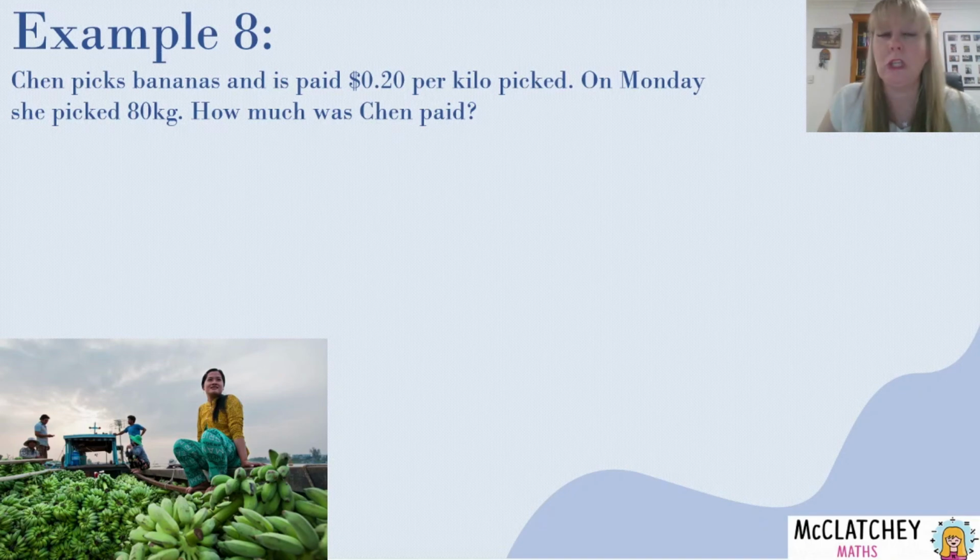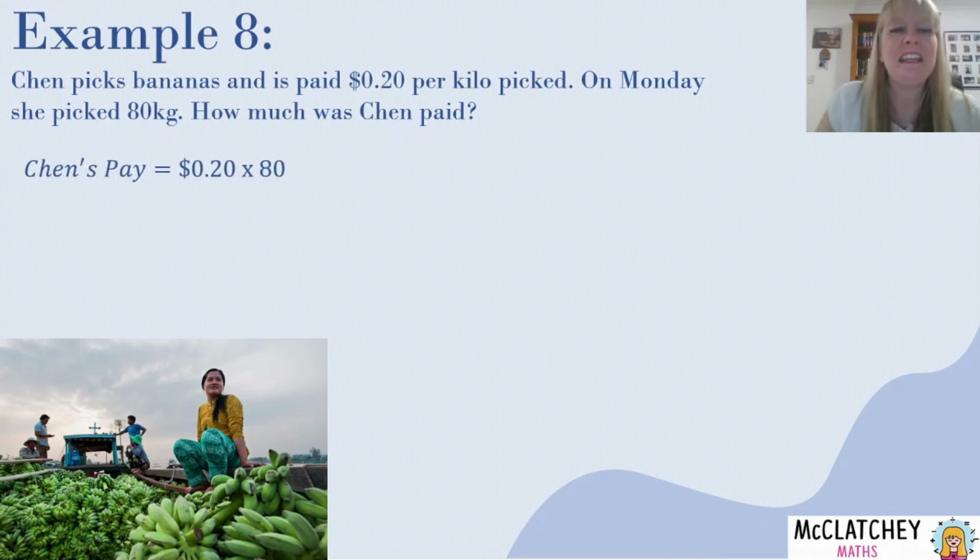I can tell you it's probably not a lot if she's only paid 20 cents a kilo. So it's a fairly easy calculation here for Chen. 20 cents multiplied by 80. Now, this is really nice that they've actually put this question to us as $0.20, but it might be presented to you as cents, 20 cents per kilo. And you may actually need to change your final answer into dollars.